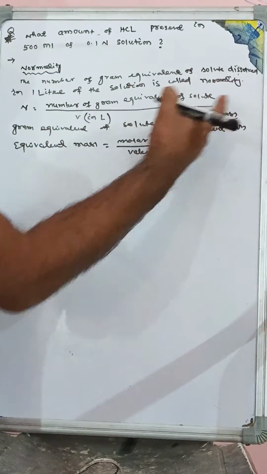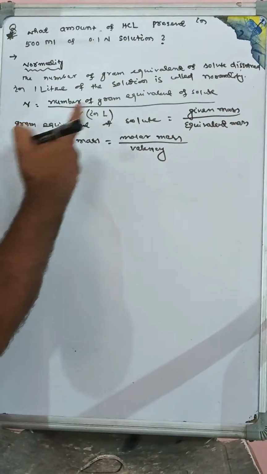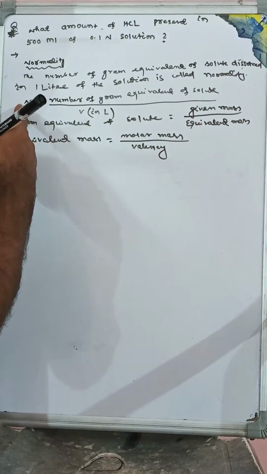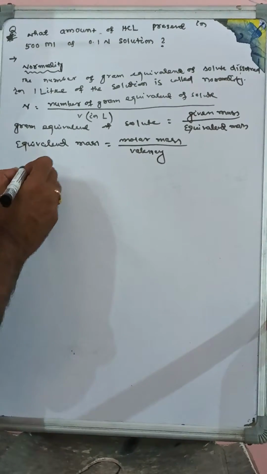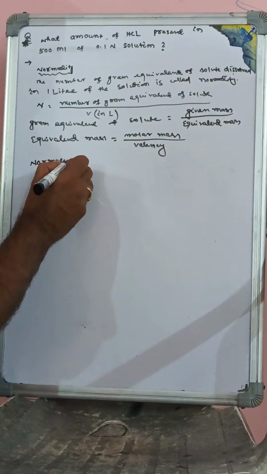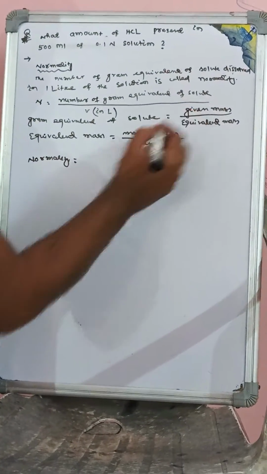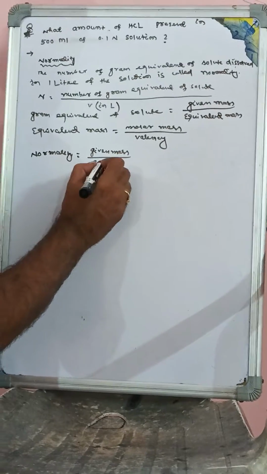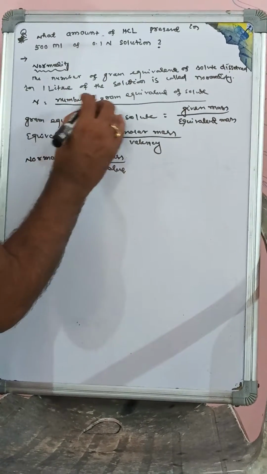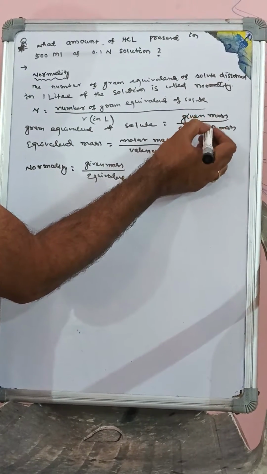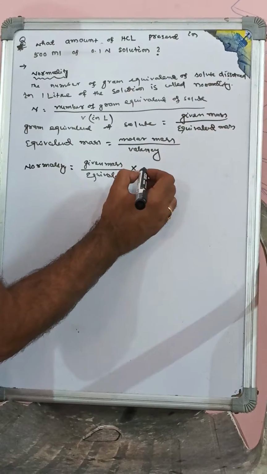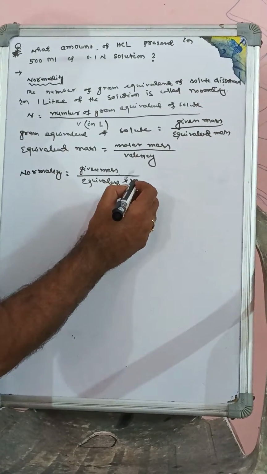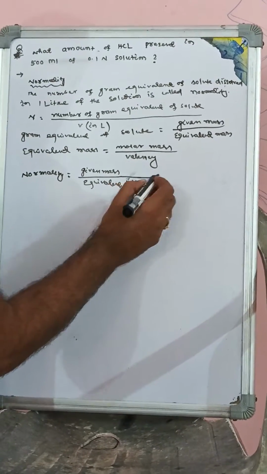Then normality is equal to given mass divided by equivalent mass, that is the number of gram equivalents of solute, divided by volume in liter.